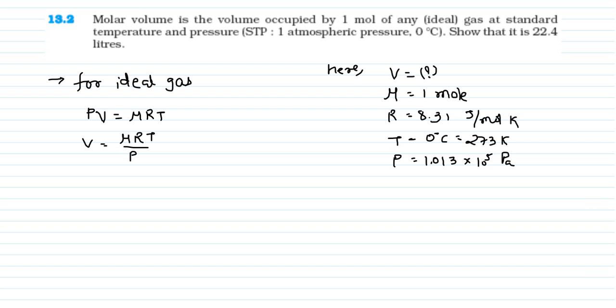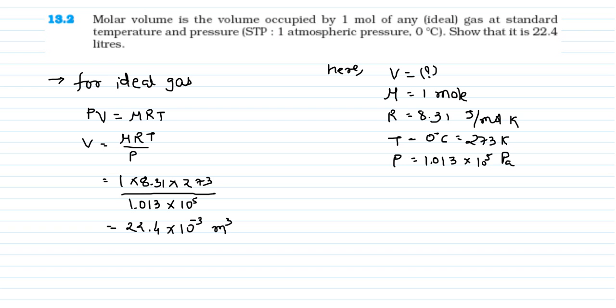We'll substitute all these values in this equation. So mu is equal to 1, R is 8.31, T is 273, upon 1.013 into 10 raised to 5. When you solve this, you get 22.4 into 10 raised to minus 3 meter cube, that is 22.4 liter. So, it is very easy.